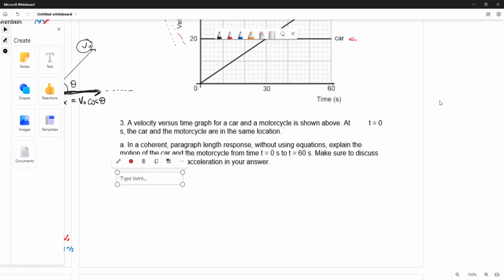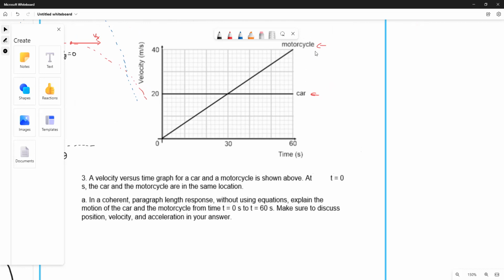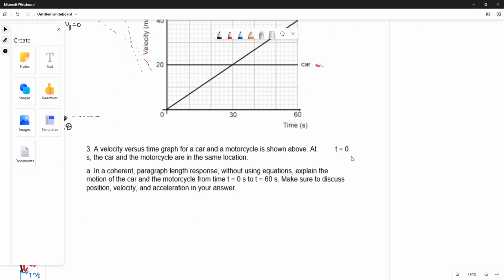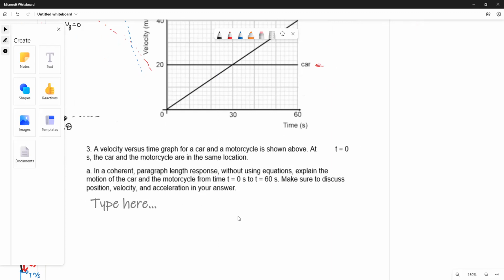All right, for problem three, you have a velocity versus time graph. You have a motorcycle and a car. At time t0, the car and motorcycle are at the same location. And we're supposed to explain the motion, discussing position, velocity, and acceleration throughout this whole thing. So what I'm going to do is type out a response here as clearly as I can.